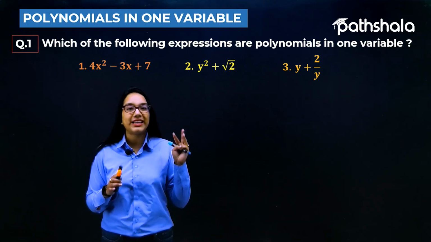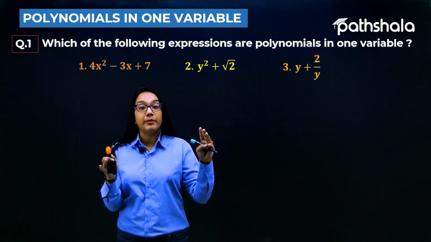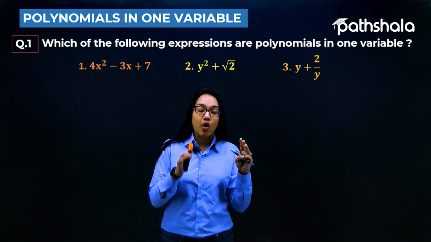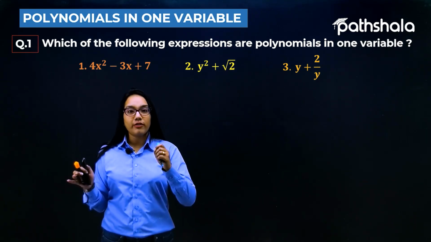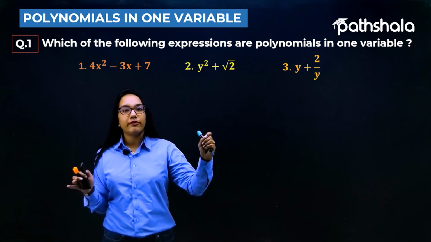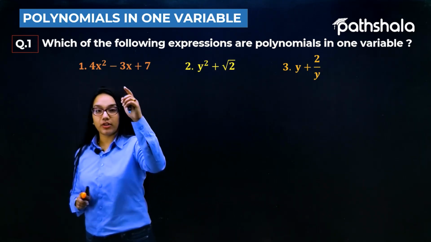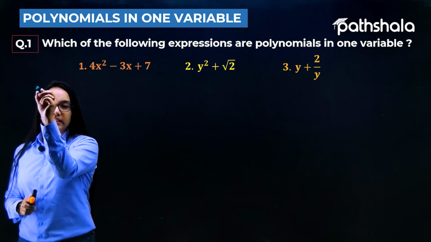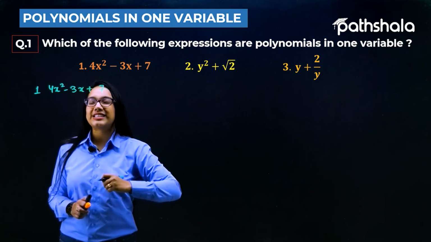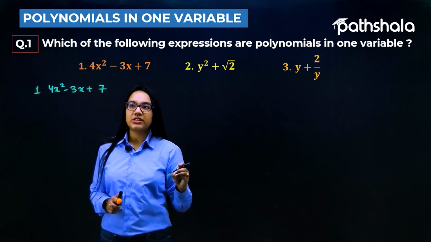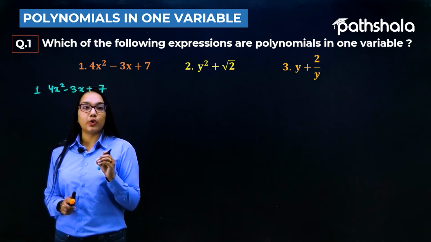Always remember the three necessary conditions on the coefficient, on the variable, and on the exponent or power of the polynomial that we covered before this question. First, we have to see whether all the parts have a single variable. Starting with the first part, 4x squared minus 3x plus 7, we can see that in all these terms there is only one single variable, so it is a polynomial in one variable.